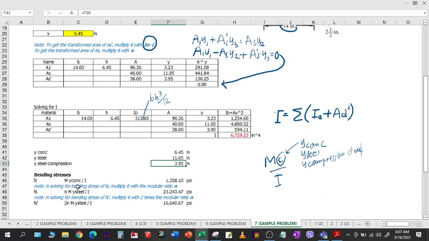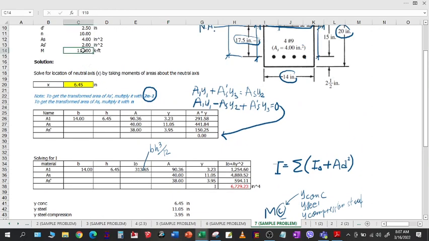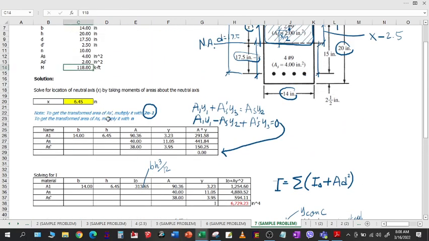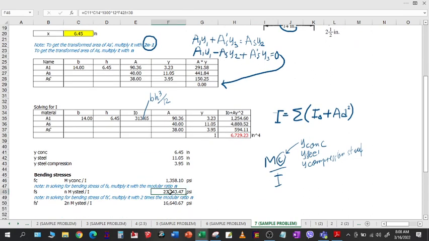Then, after generating these values, we can now plug into the MC over I equation. So, for concrete, the moment is 118 and always multiply it with 12,000 to get pound and inch unit. So, that will be 118 times 12,000 times Y of concrete over this I. And you will get this value. For the bending stress in steel, Fs, this is for tension steel, still use the MC over I, but you have this value here, the N. Okay? So that will be 10 because N is 10 times 118 and multiply it by 12,000, and then the Y of steel is 11.05, then divide it by the value of I. You will get this value.